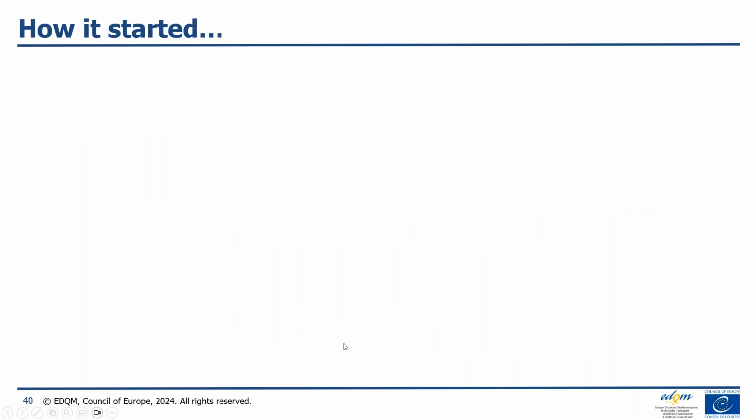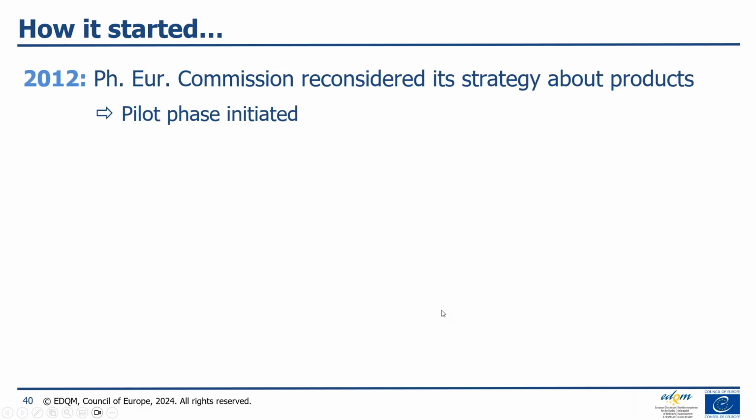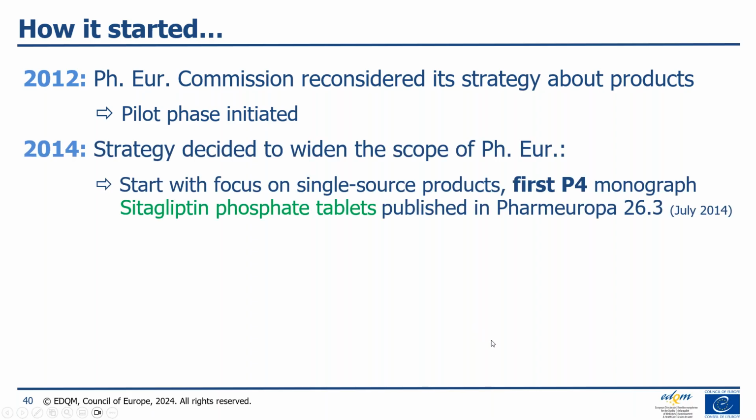So let's take a look at how it all started when it comes to the medicinal product monographs. In 2012, the European Pharmacopoeia Commission reconsidered its strategy about medicinal products and started with a pilot phase by elaborating several medicinal product monographs in parallel. As the outcome of this pilot phase was successful, in 2014, the strategy to widen the scope of the European Pharmacopoeia was decided. So from that point on, we also elaborate medicinal product monographs.